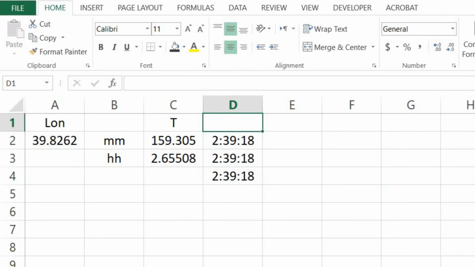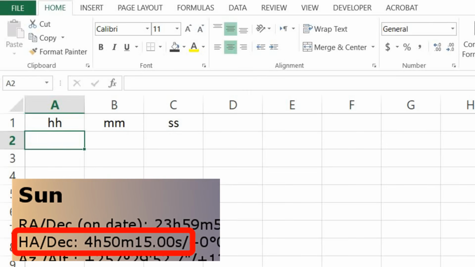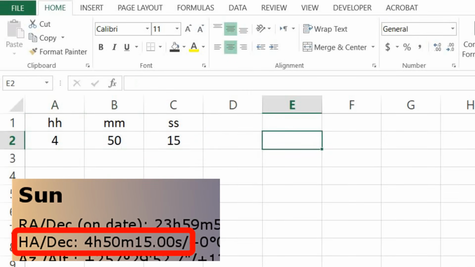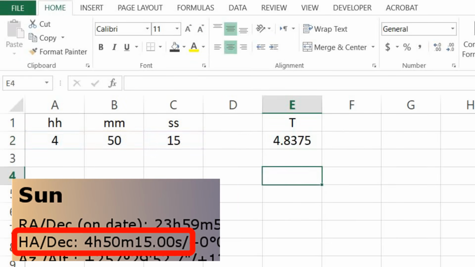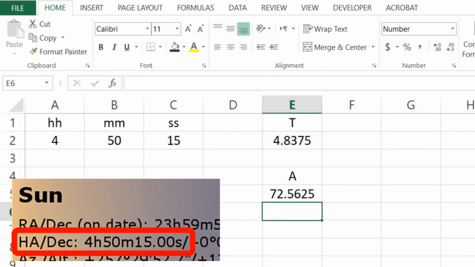We can also convert time to degrees. For example, if the hour angle or HA of the sun is 4 hours, 50 minutes, and 15 seconds, we can convert it to degrees. First, we convert this to actual hours, and the result is 4.8375. To convert this to degrees, we multiply the hours by 15, giving us 72.5625 degrees.